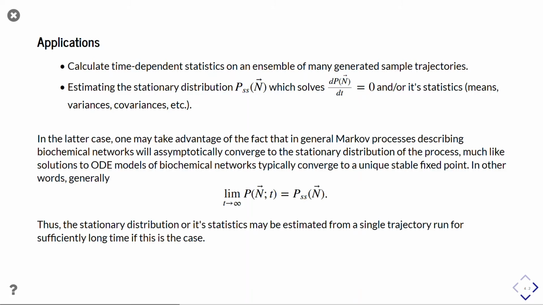Note that in the latter case, one may take advantage of the fact that in general, Markov processes describing biochemical networks will asymptotically converge to the stationary distribution of the process. This is similar to how solutions to ODE models of chemical networks typically converge to a unique stable fixed point. In other words, generally we can assume that the limit as time goes to infinity of the time-dependent joint probability distribution equals the steady state distribution, which solves setting the master equation equal to 0. Using this, the stationary distribution, or its statistics, may be estimated from a single trajectory as long as it's run for a sufficiently long time.